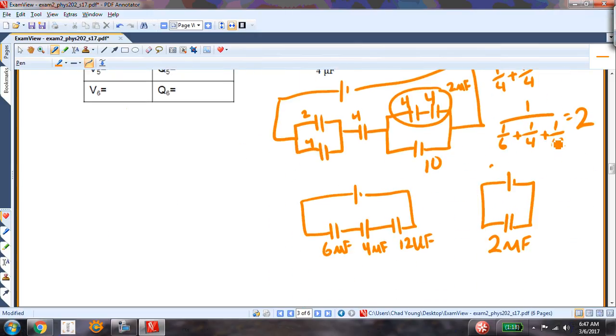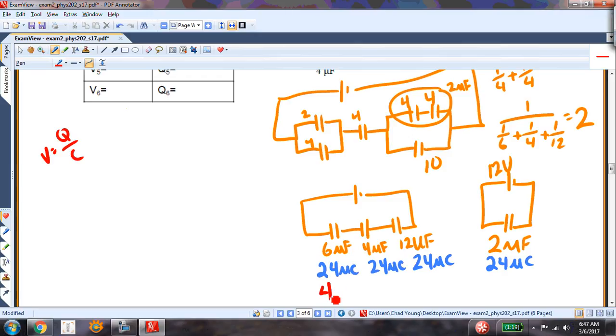Yeah, 12 volts. All right, now I want to figure out the voltage on each capacitor. I know that this has Q equals CV charge, so it's 24 microcoulombs. So that means I have 24 microcoulombs here, 24 microcoulombs here, and 24 microcoulombs here. Now I can find out the voltage. Voltage is equal to what? Q divided by C. So 24 over 6 is 4 volts, 6 volts, 2 volts. And notice that that adds up to equal to 12 volts, as it should.